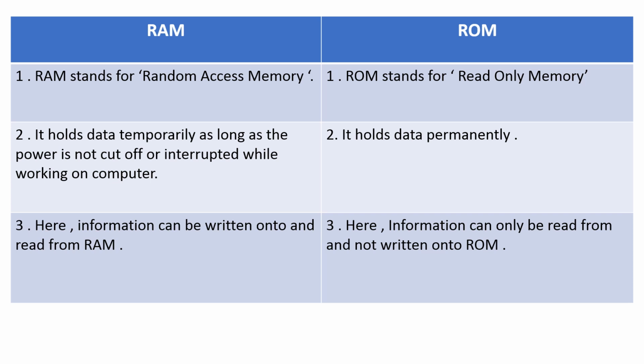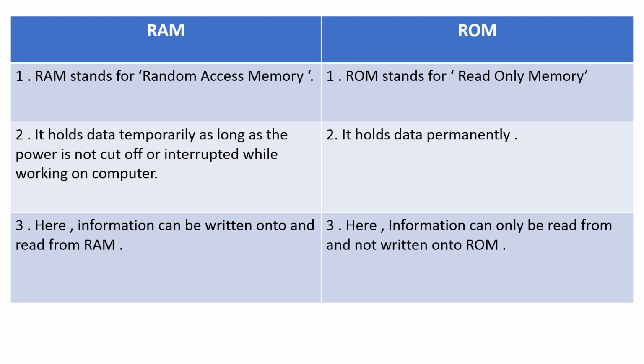Understood? Now, the next point between RAM and ROM is that here the information can be written onto and it can also be read from RAM. Means here information can be read and you can also make changes inside the RAM. Here information can be written and also it can be read from RAM. That's why RAM is called the read-write memory.